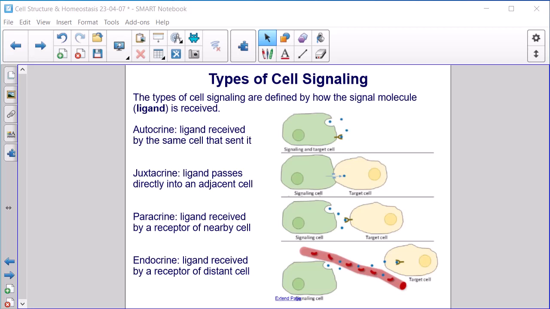Types of cell signaling. The types of cell signaling are defined by how the signal molecule, or ligand, is received. Autocrine is where the ligand is received by the same cell that sent it. Juxtacrine is where the ligand passes directly into an adjacent cell. Paracrine is where the ligand is received by a receptor of a nearby cell. And endocrine is when a ligand is received by a receptor of a distant cell.